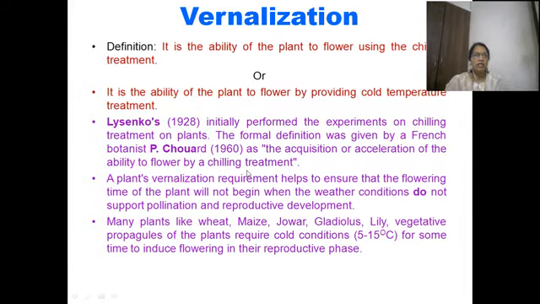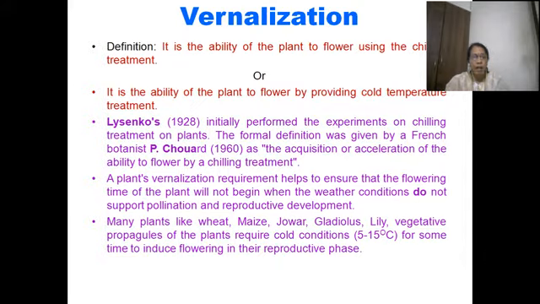So when the plants are provided, it is not necessary that it should be provided when the plant grows. It can be in any stage during the development of the plant, and at any stage it can be provided the chilling treatment, which is responsible for inducing flowering in later stages.